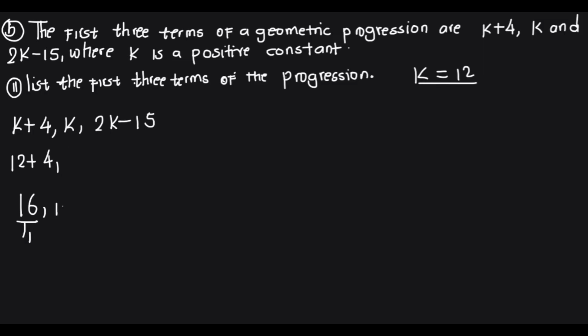Then the second one is just 12. Then the third one, we substitute 2 times, and where there is k, we put 12, minus 15. So 2 times 12 is 24, minus 15. 24 minus 15 is 9. So our third term is just 9. So we've done this question. We have found the first three terms.